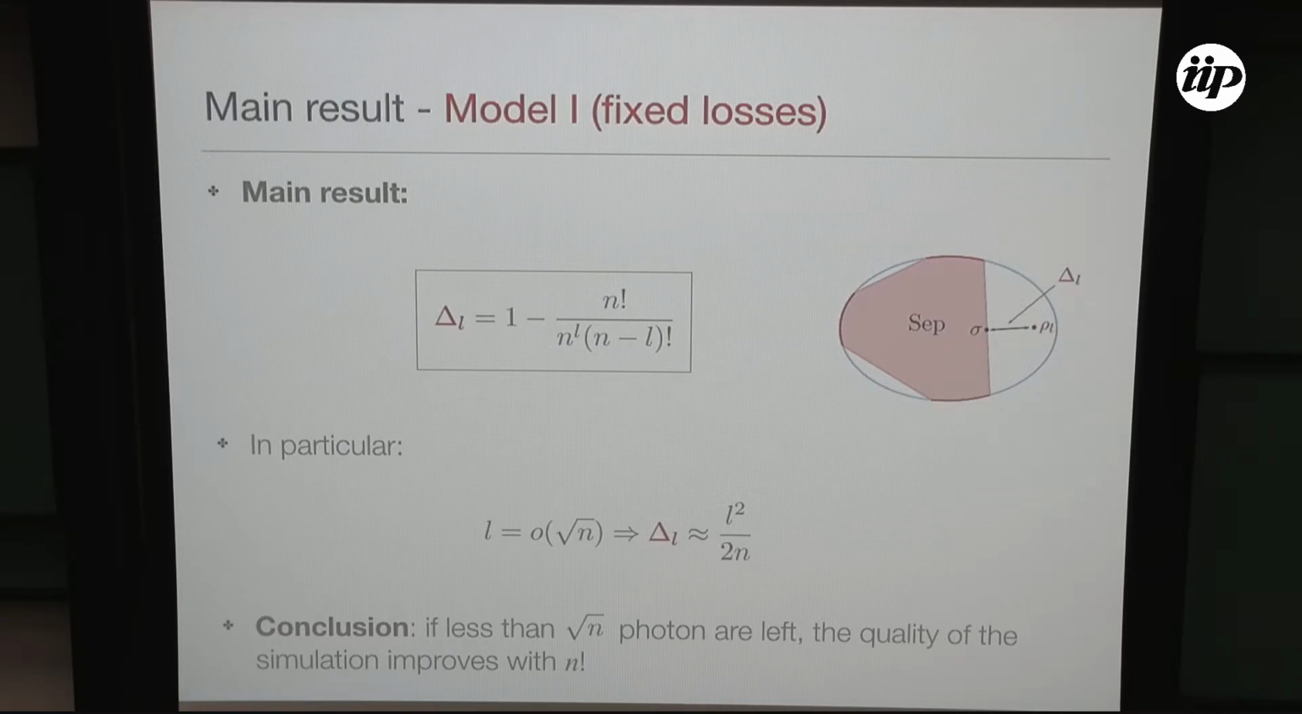So this shows that this state sigma, which I have not described yet, gets closer and closer to the state that we care about as the number of photons increases. Yes, this is an exclamation mark, and these are factorials. So basically, this is the main punchline: if fewer than square root of n photons are left, then the quality of the simulation, which I have not described yet, improves with n. And then you'd expect that any computational power of boson sampling disappears.